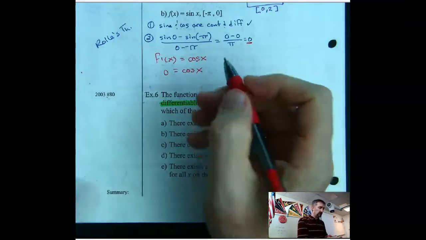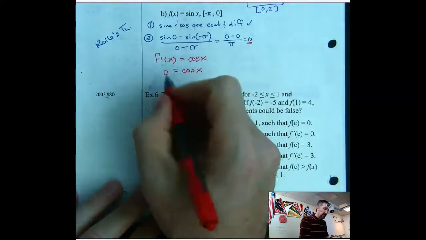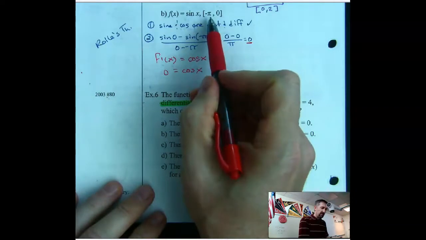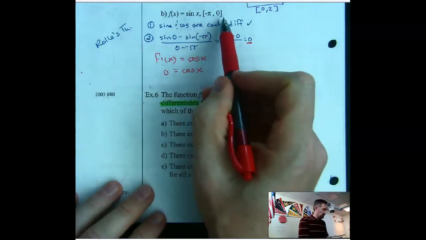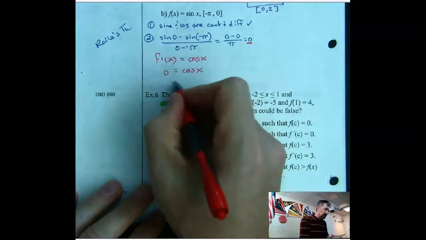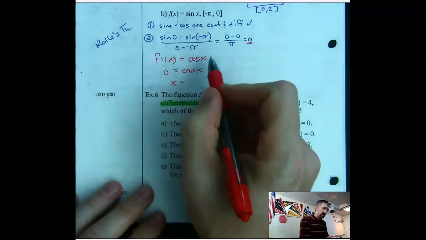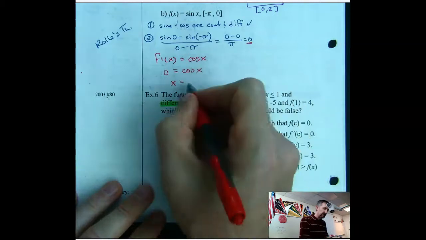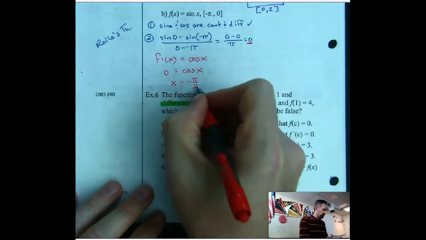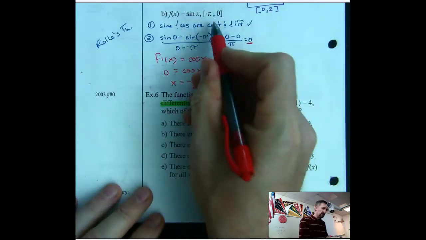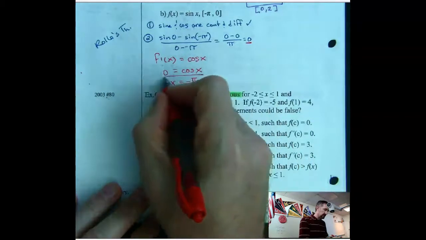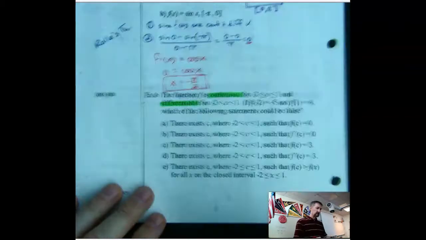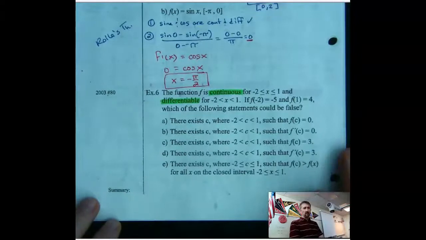So that's going to occur. It says from negative pi to 0. So cosine at 0 starts at 1. If we go to the left and it comes down, that's going to be at negative pi over 2. Negative pi over 2 is in that interval. So there we go. All right.